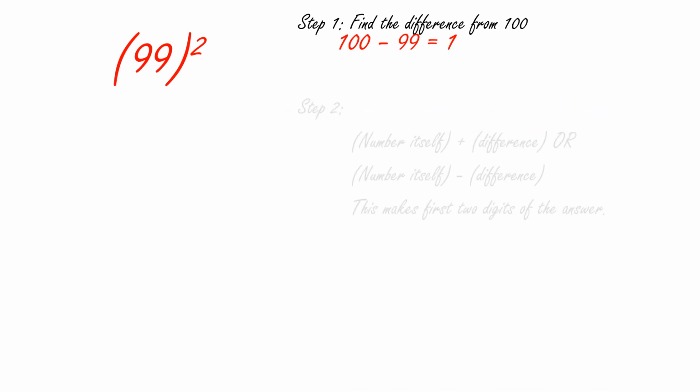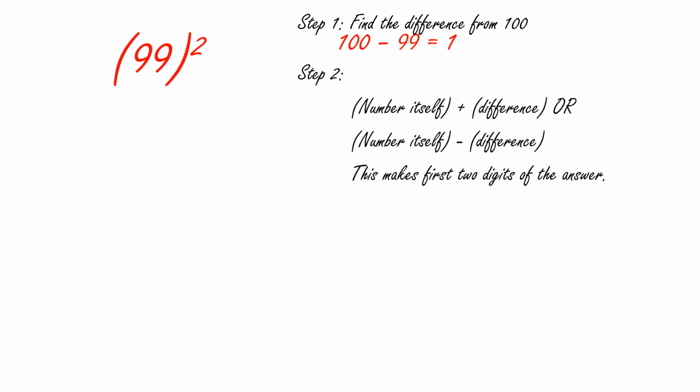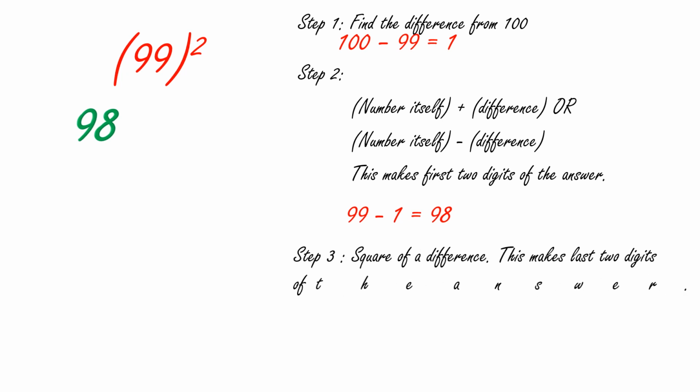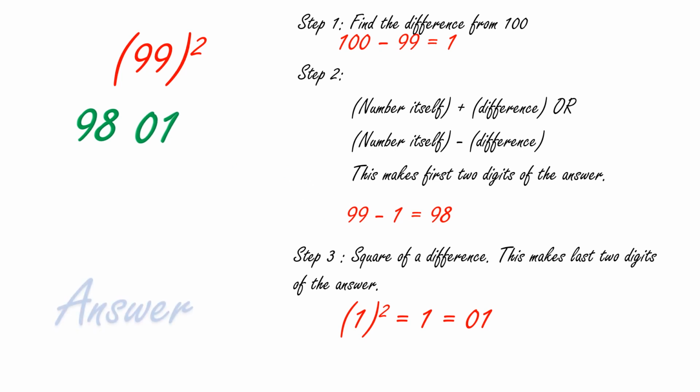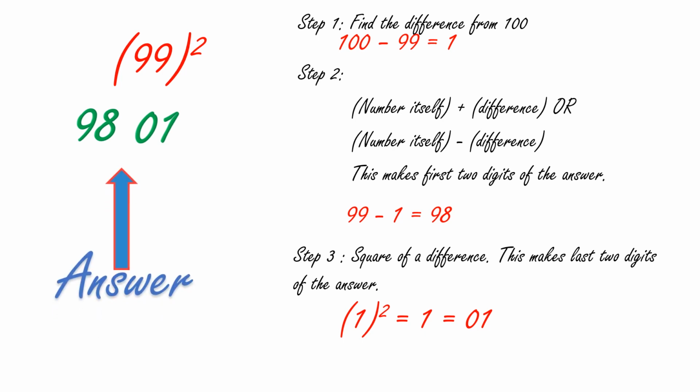Now the given number is 99, which is 1 less than 100 as shown in step 1. So I have to make 99 minus 1, that is 98, and 98 makes the first part of my answer. Now step 3 is again the same as in the previous method. Step 3 talks about the square of the difference. The difference is 1 here. The square of 1 is 1, but I have to write it in 2 digits. So I would write 01. This would make the last part of my answer. So my answer finally becomes 9801, that is 99 square.